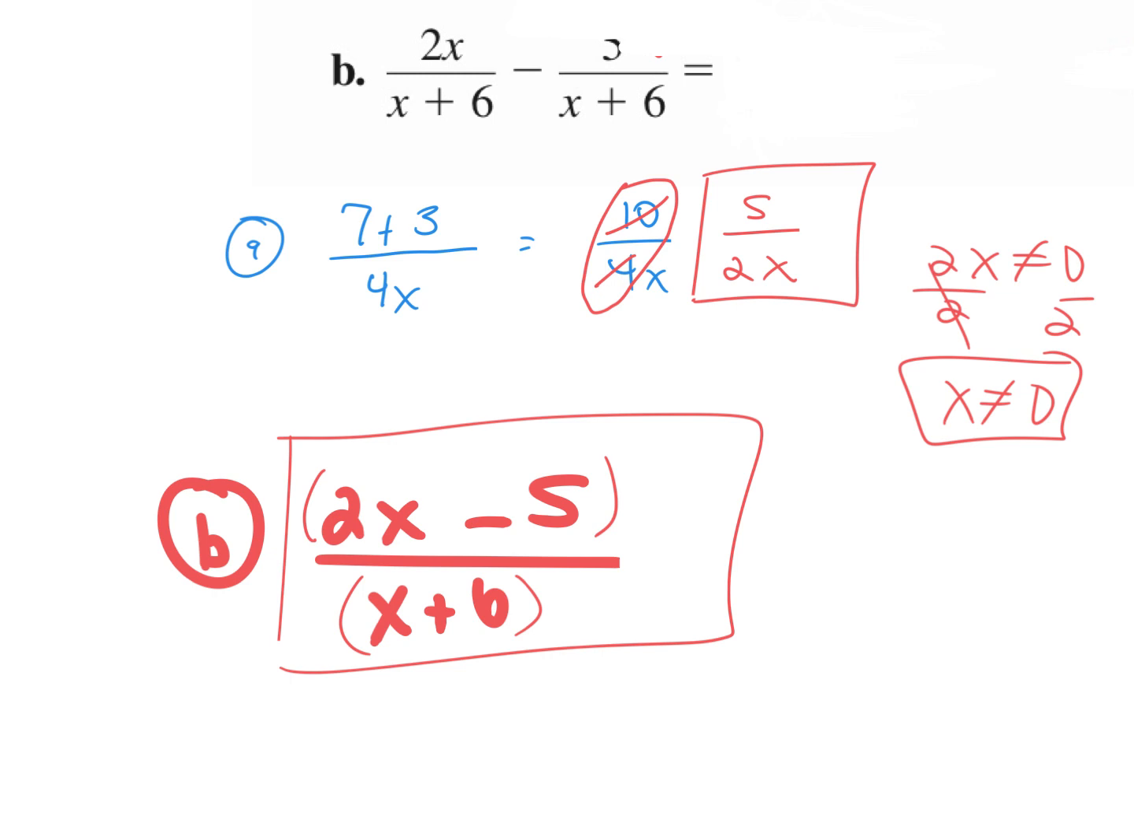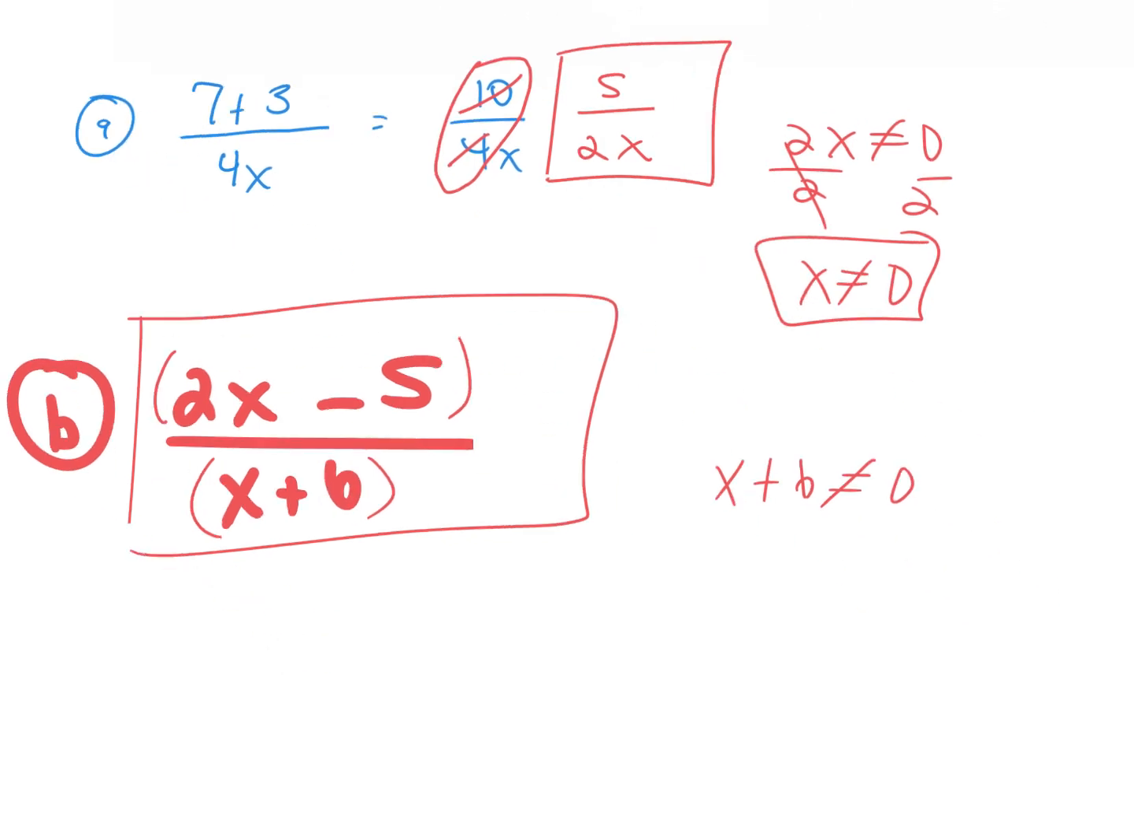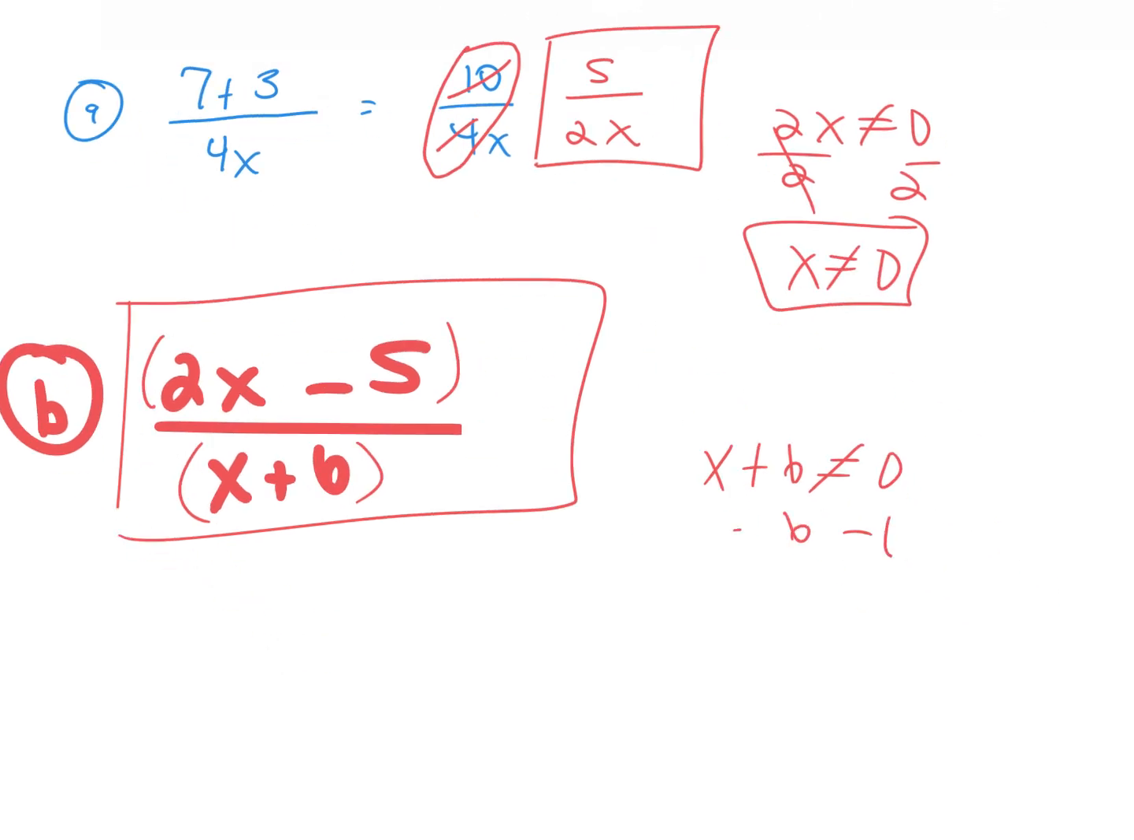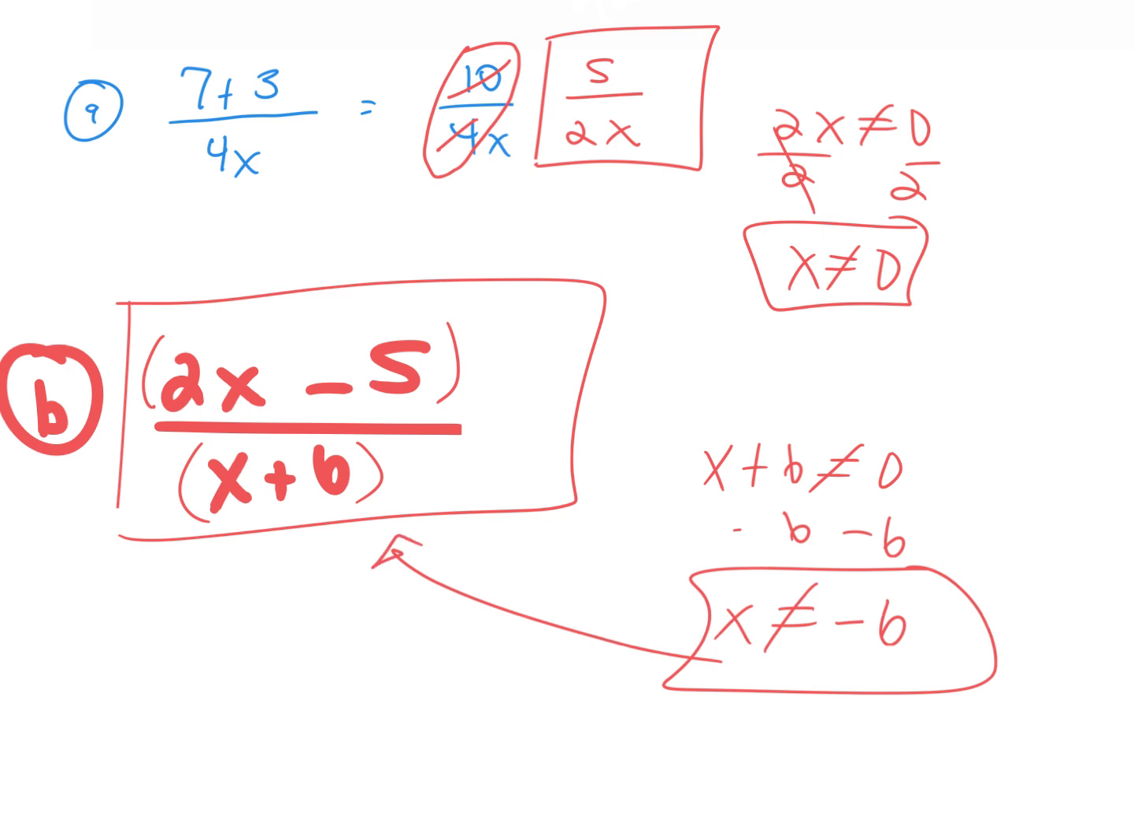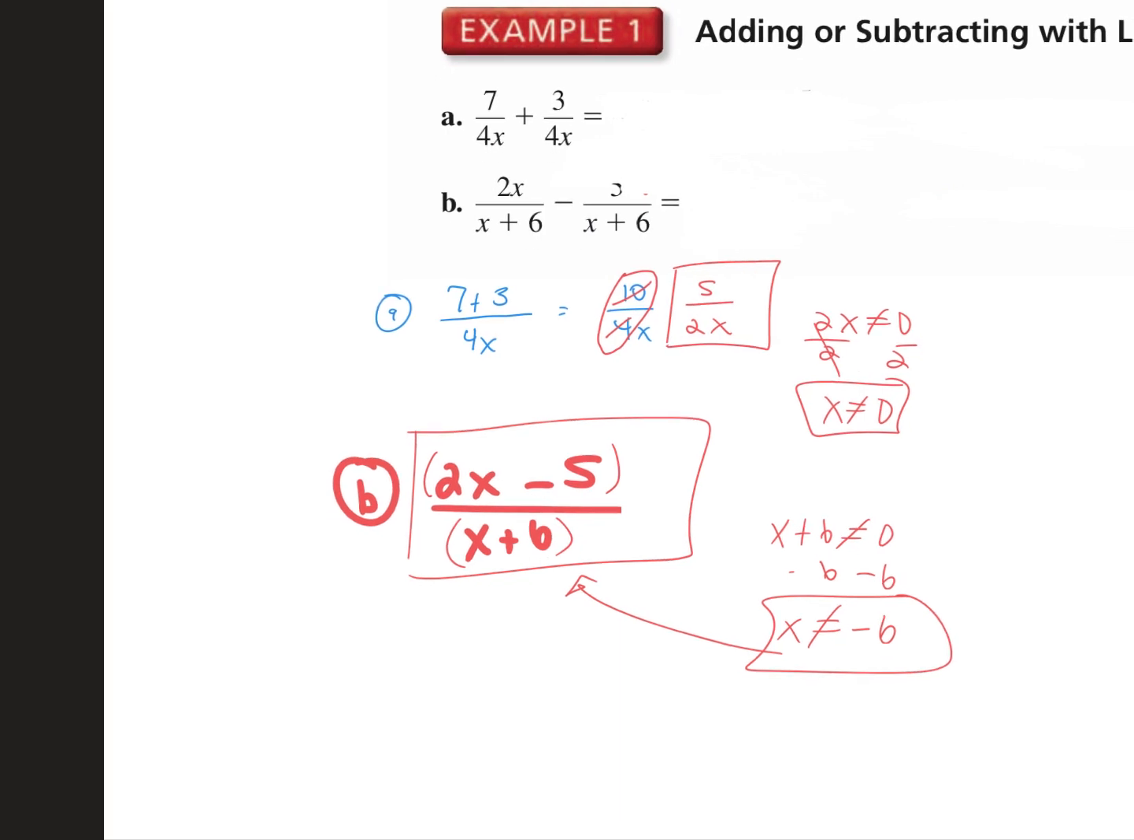Now you have to say what your x cannot be. So I'm going to say x plus 6 cannot become 0. Well, how does it become 0? I'm going to subtract 6 from both sides. So what is the value that x cannot be? X cannot be negative 6. Because think about it. What would happen if you plugged in negative 6 there? What's negative 6 plus 6? 0. Okay, good. All right, questions.